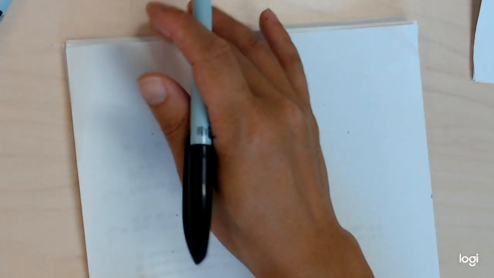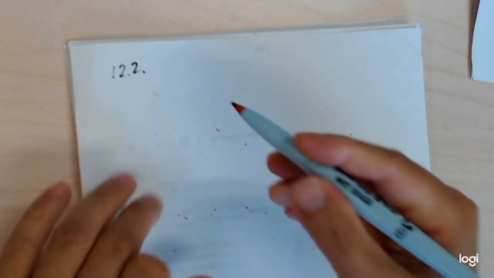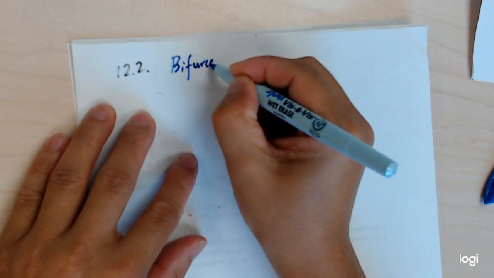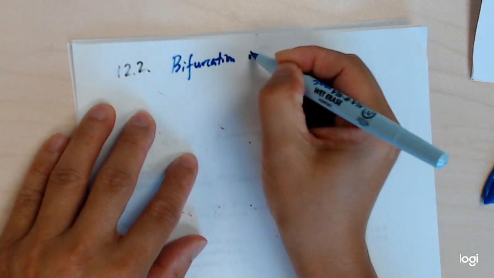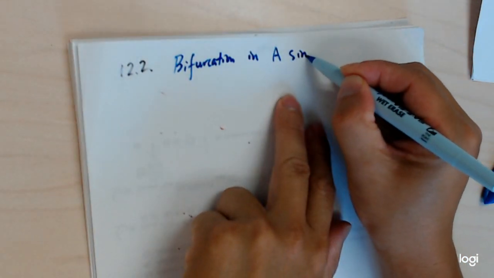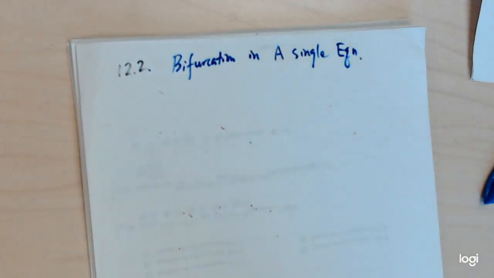So in this section, we talk about bifurcation in one-dimensional equations, in a single equation. Bifurcation is always in terms of a parameter, sometimes two, but in this course we only talk about one parameter.